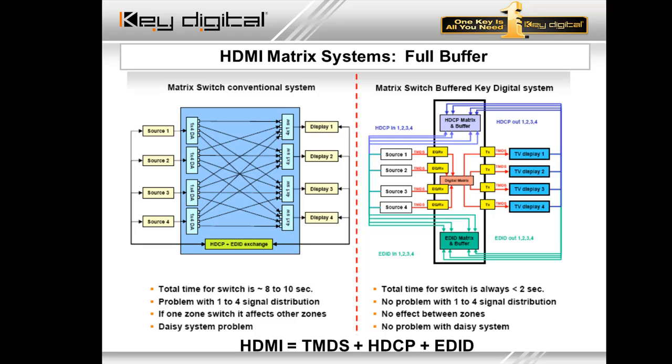EDID, we discussed earlier, if you have that direct channel, how slow that could result in, 2 seconds per display. Imagine an 8x8 system, that's 16 seconds for switching time with some products out there. With EDID in our full buffer technology products, because we are the authentication point for the source.